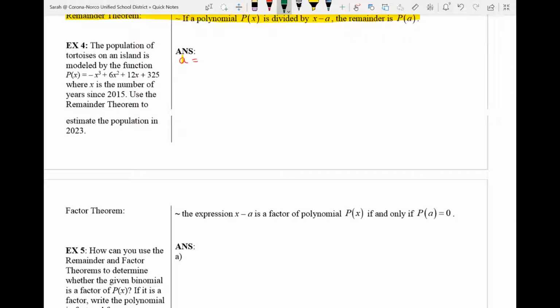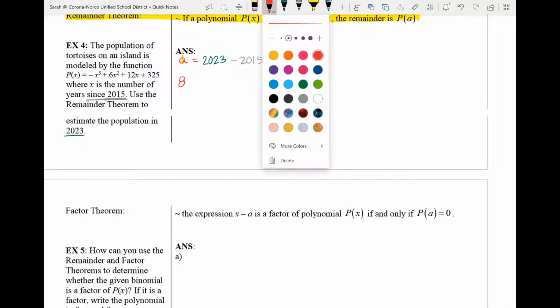And so they want us to estimate the population in 2023, where x values are the number of years since 2015. So that means we're going to subtract 2015 from that. And so 2023 minus 2015 tells us that we're going to use an A value of 8. So we're going to perform synthetic division with an 8 over here.